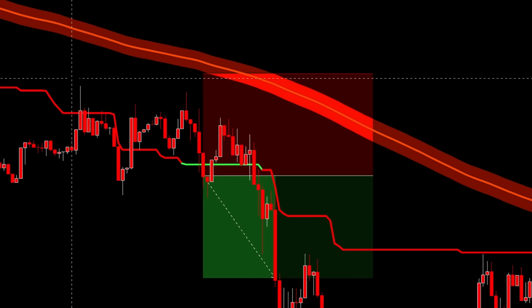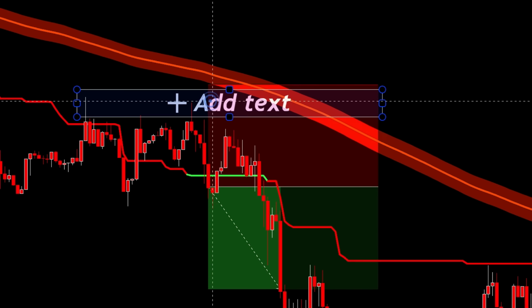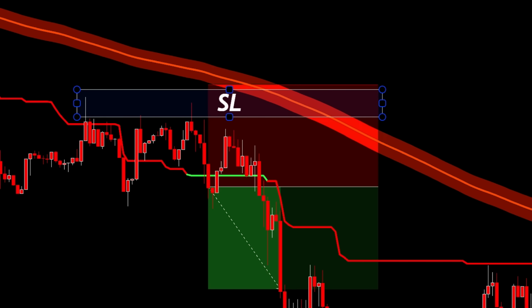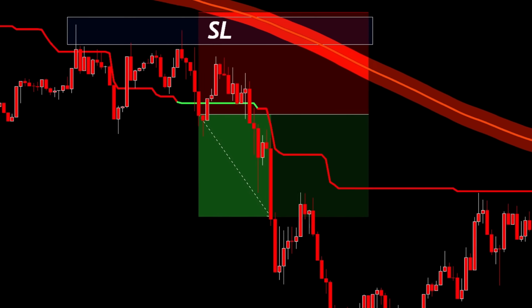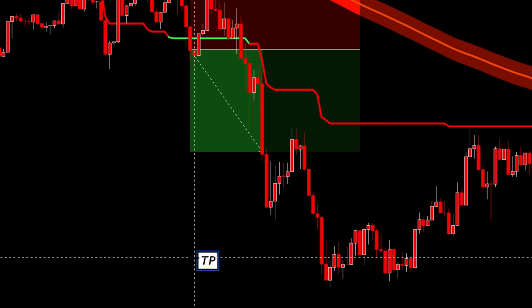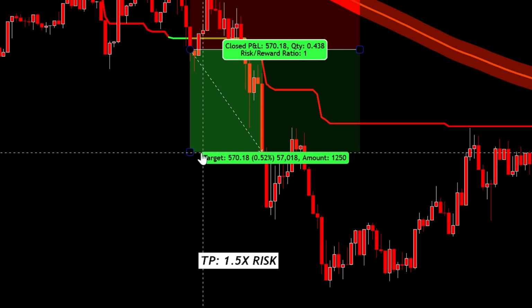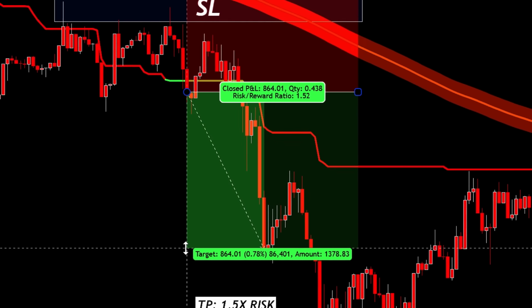Place your stop loss just above the recent swing high. And set your target to 1.5 times the risk. Notice how structured and repeatable this is? You're not guessing, you're following a process.